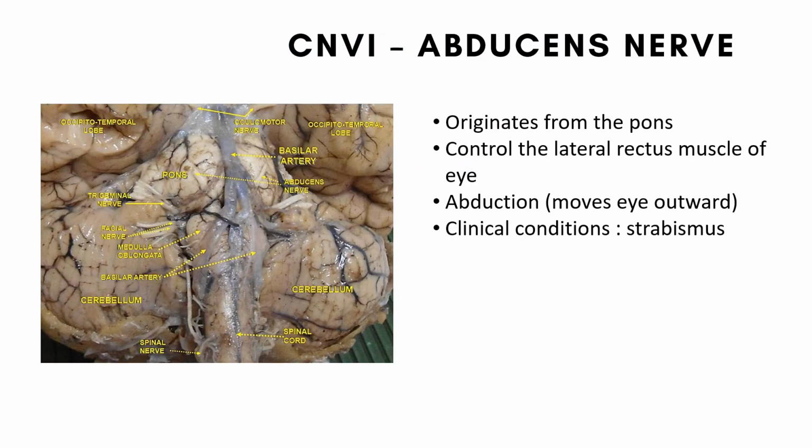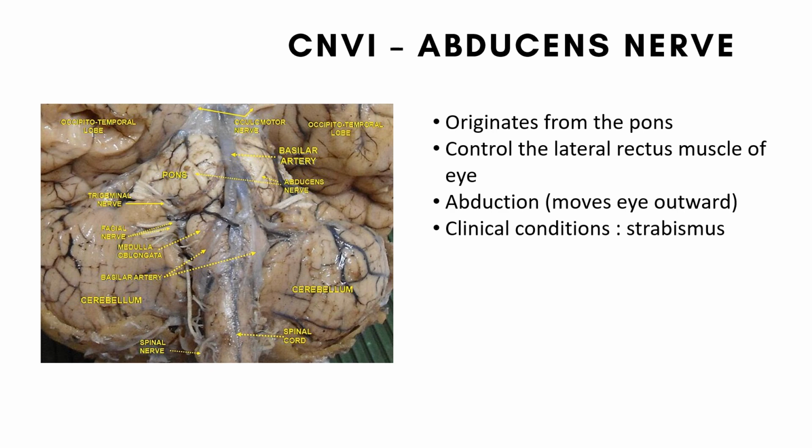Cranial nerve 6, the abducens nerve, has a primary function to control the lateral rectus muscle of the eye, which is responsible for moving the eye outward. The abducens nerve originates from the pons, which is part of the brainstem, and it exits the brainstem at the pontomedullary junction. The abducens nerve consists of motor fibers that innervate the lateral rectus muscle of the eye, ensuring precise lateral eye movement. Its location within the brainstem allows it to play a crucial role in eye coordination.